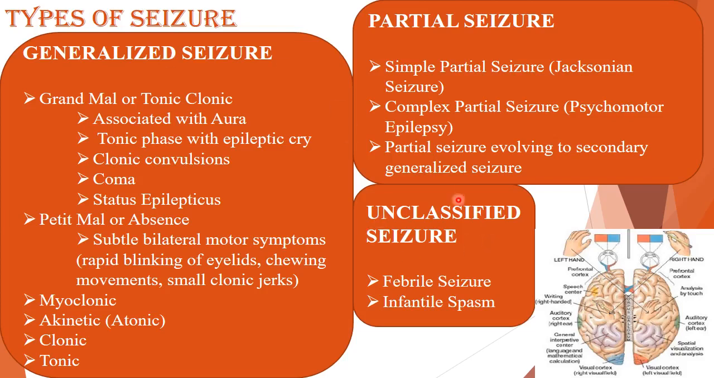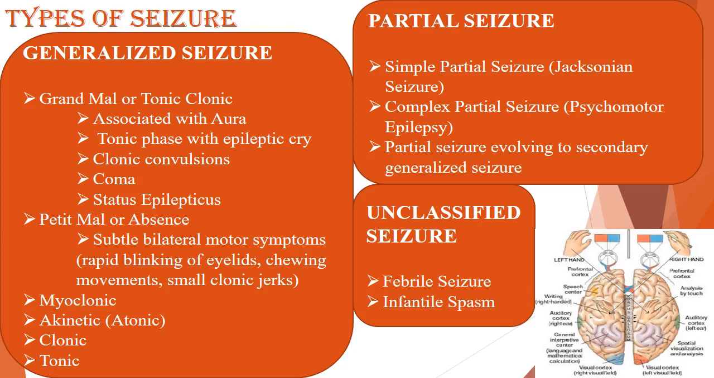So finally we have another category. Actually it is not classified, we say it is the unclassified seizures: febrile as well as infantile spasm. Mainly it occurs in kids. Febrile, when children have high fever, they may have certain seizures. Infantile spasm, you can say, is a kind of progressive mental retardation, gradually the mental activity is retarded. This can be infantile spasm, or tonic-clonic convulsions of short duration. And of course it looks frightening, but is usually benign.